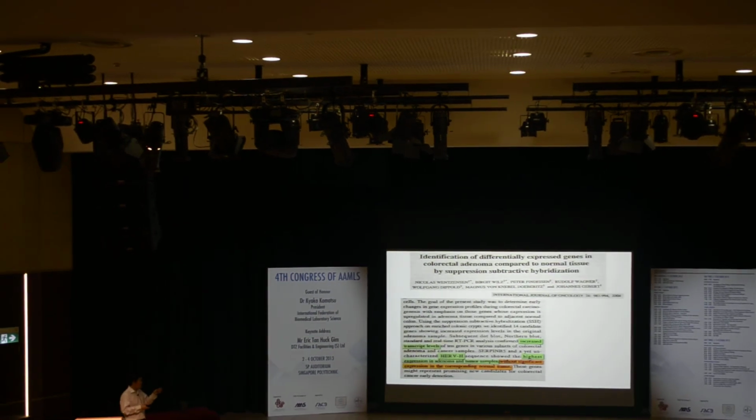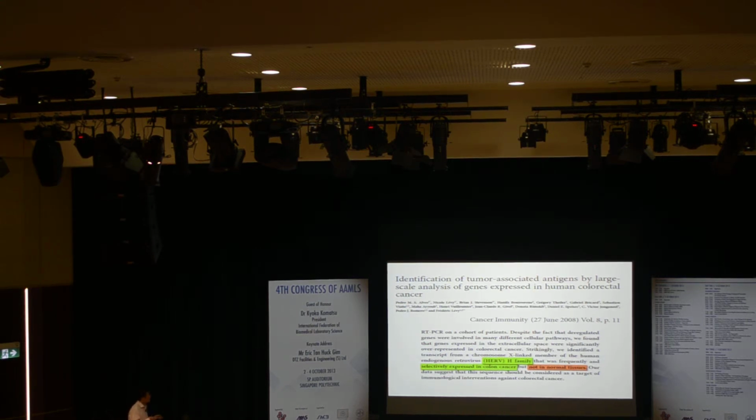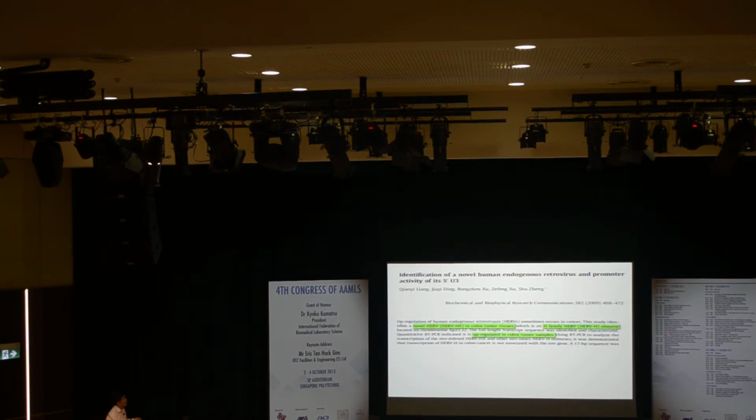Some years later, in 2008, through a large-scale analysis of gene expression, they realized that the HERV-H family is selectively expressed in colorectal cancer but not in normal tissue. And one year later, a China group also found that HERV-H is expressed in colorectal tumor tissues but not in the normal tissues. So with that, we are very excited over this. Could this be a novel player in colorectal carcinogenesis? So we are trying to find out more.